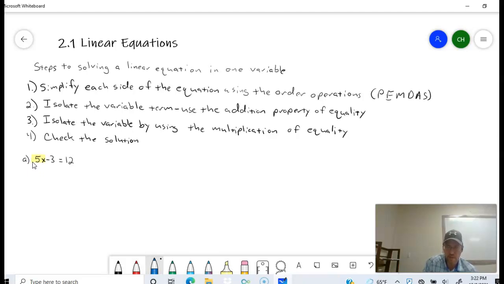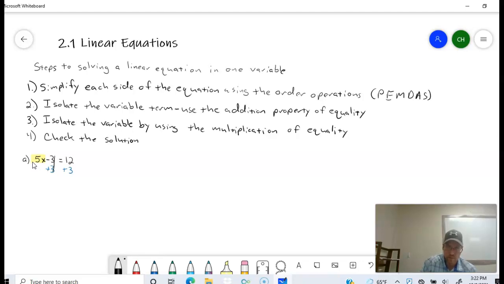The way I move the 3 is use the addition property of equality. It tells me that I can add or subtract anything from this side of the equation. So because I'm subtracting it in the original, I'm going to add 3. Negative 3 plus 3 is going to cancel out. But if I do it to that side, I have to do it to this side as well.